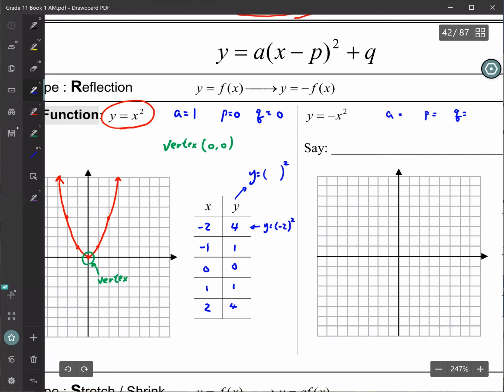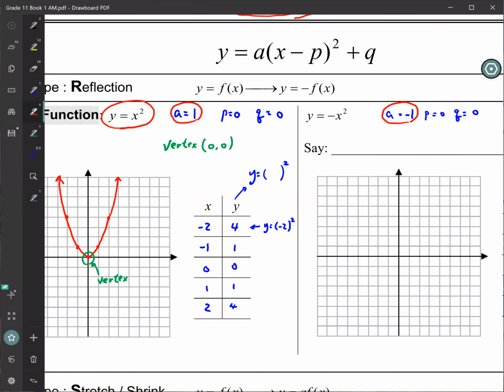So what's the APQ for this graph now? Sarah? A is -1. Yeah, A is -1. How about P and Q? They're both 0. Okay, so P and Q stay the same, but A is now -1. You can highlight this. Used to be 1, now it's -1.